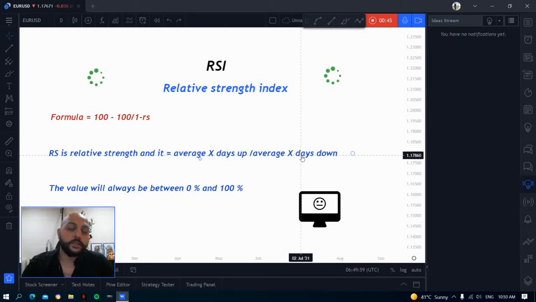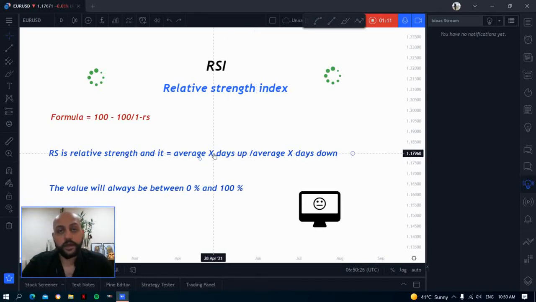So let's keep it simple. Let's say we're using a 10-day moving average. We look at the last 10 days and see how many days the price actually closed up, combine all of them together, and divide by 10, and that's how we calculate the average days up. The same goes for the average days down, but we look at the days when the price actually closed down.